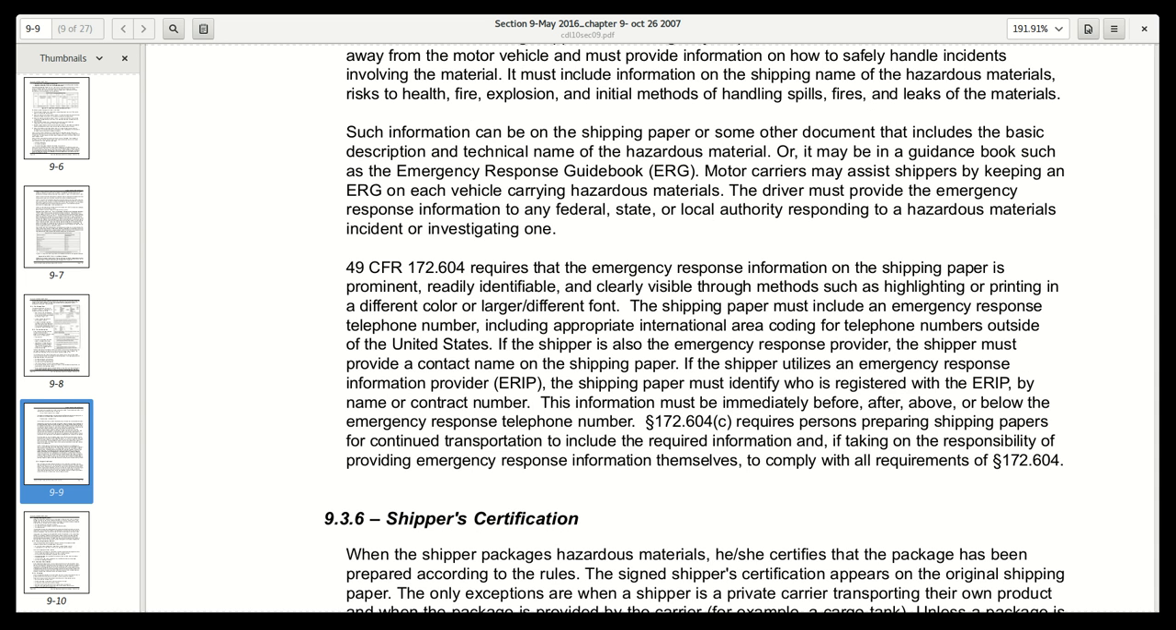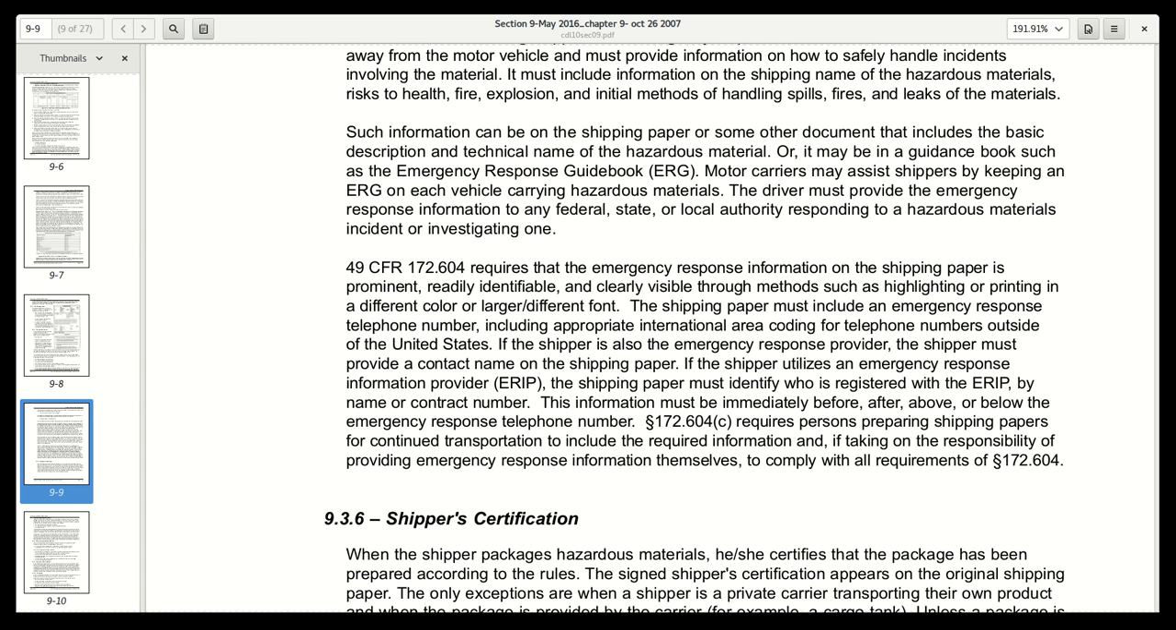Such information can be on the shipping paper or some other document that includes the basic description and technical name of the hazardous material. Or it may be in a guidance book, such as the Emergency Response Guidebook, ERG. Motor carriers may assist shippers by keeping an ERG, Emergency Response Guidebook, on each vehicle carrying hazardous materials. The driver must provide the emergency response information to any federal, state, or local authority responding to a hazardous materials incident or investigating one.